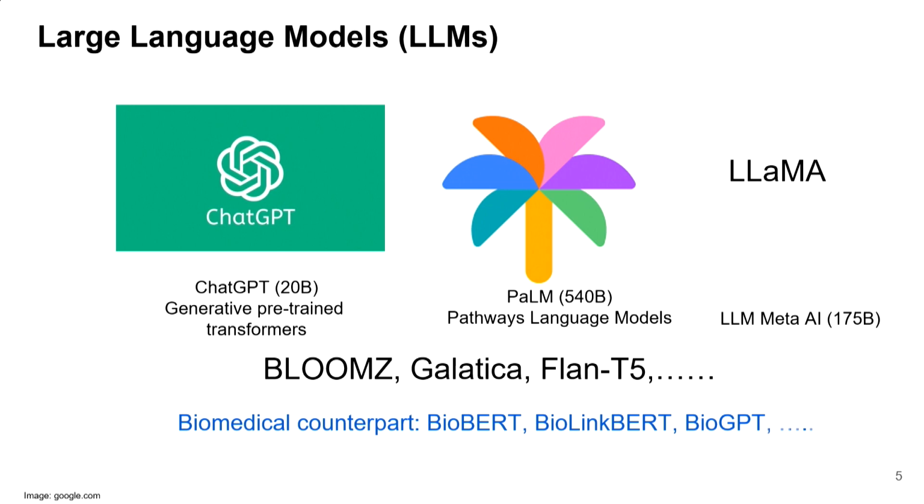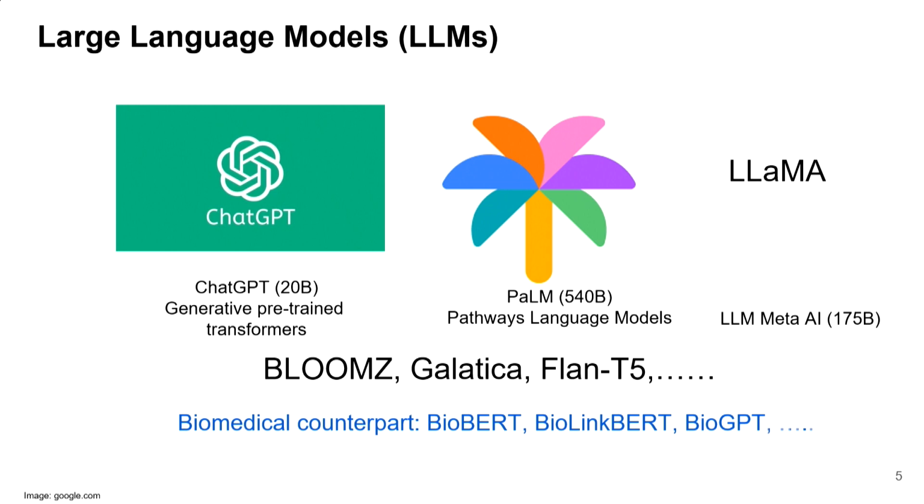Recently, of course, Facebook did not want to be behind, so there's Llama, which has been released by Meta AI. And there are many other models available, like BLOOM, Galactica, Flan-T5. Even while I'm talking, a new model might be getting released for certain tasks. And of course, when it comes to large language models, biologists are not behind. People have started looking at the biomedical counterparts, such as BioBERT, BioBigBird, BioGPT, etc.